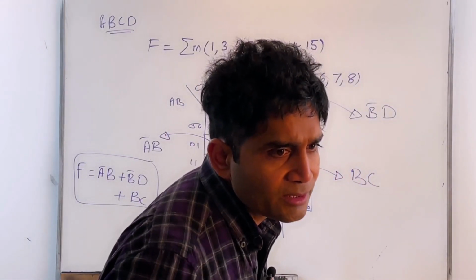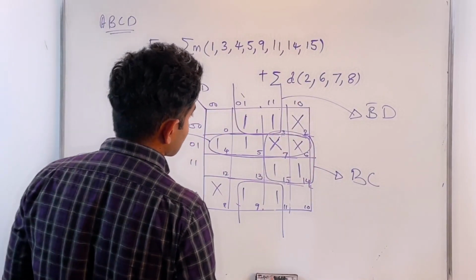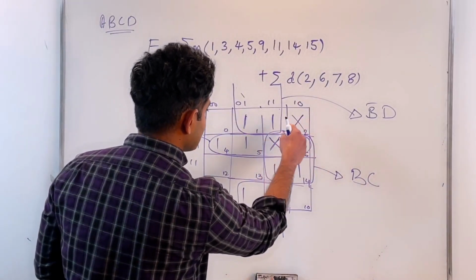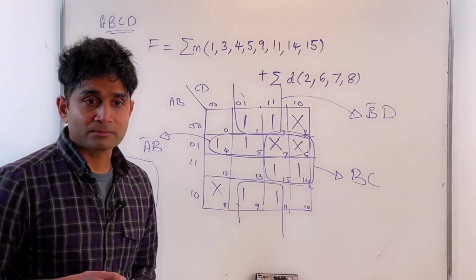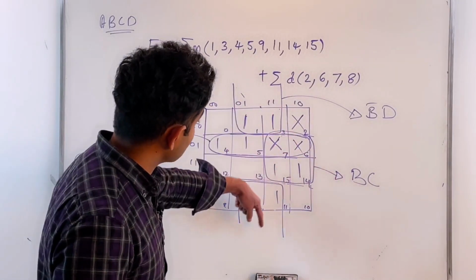3, 6, 15, and 11. Okay, 3, 7, 15, and 11. 3, 7, yeah, absolutely. Absolutely. You could have combined them as well.